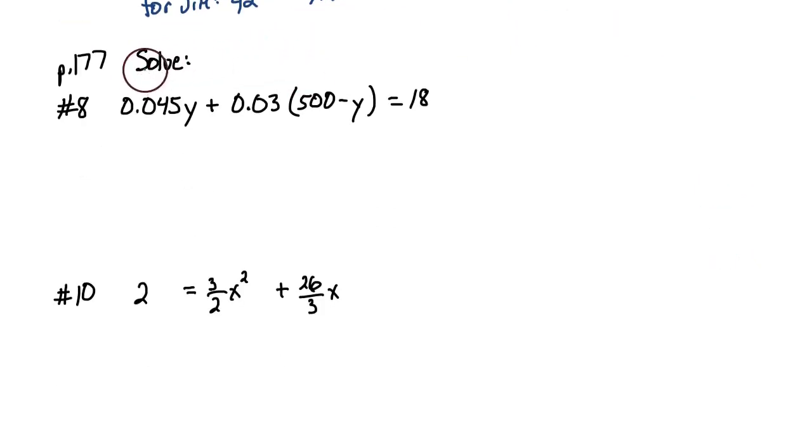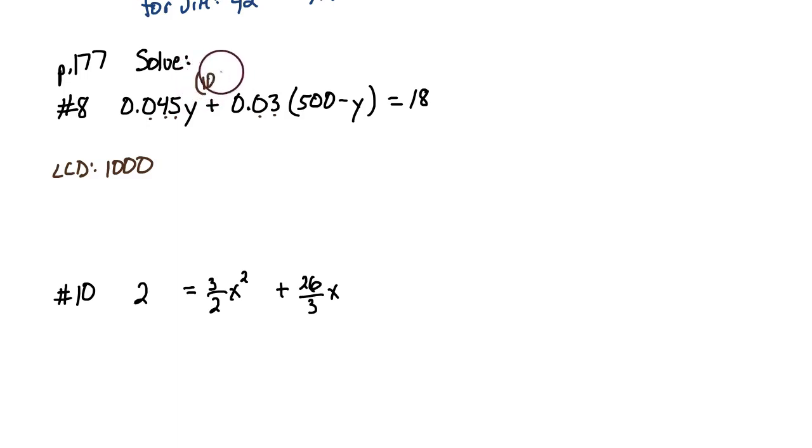On page 177, we were solving equations that had fractions or decimals in them. The technique was to multiply by the lowest common denominator. Because there are 3 decimal places after the dot, this is the same thing as 45 over 1,000. This one here is the same as 3 over 100. The LCD of 1,000 and 100 is 1,000.